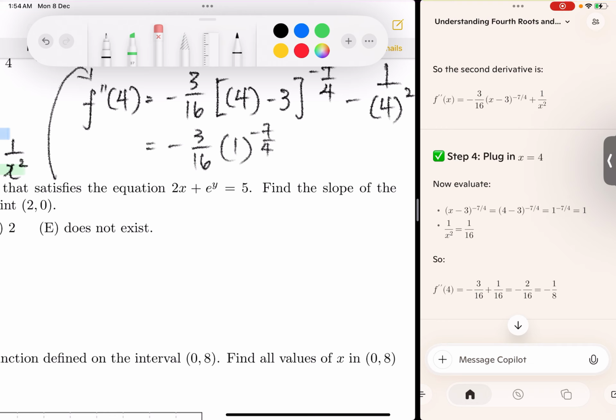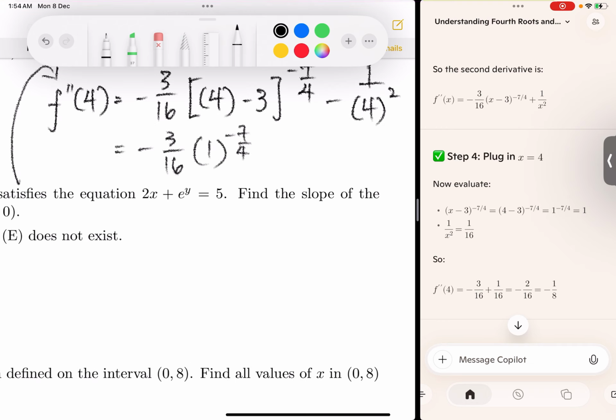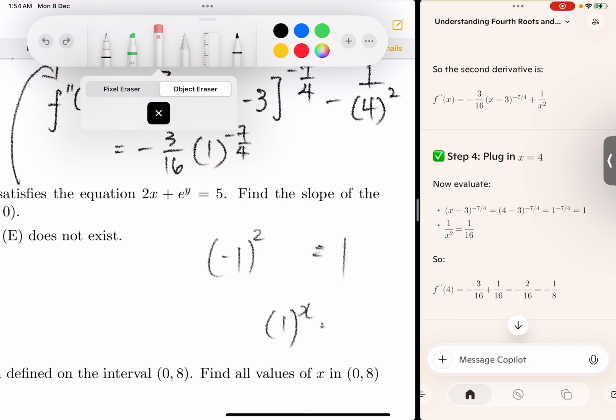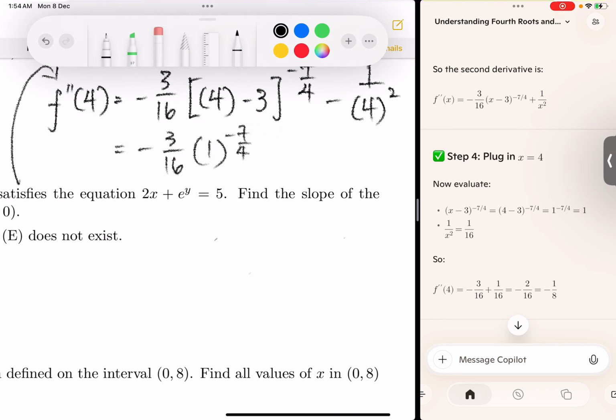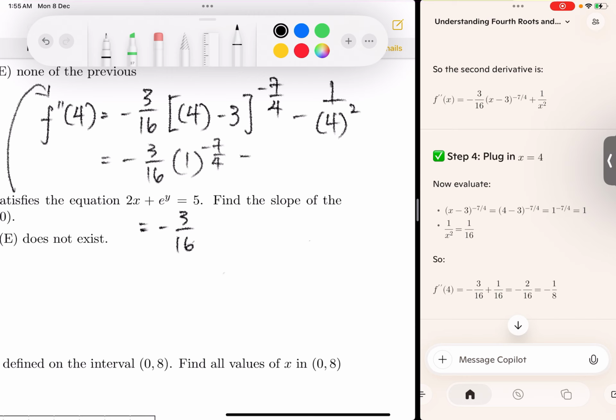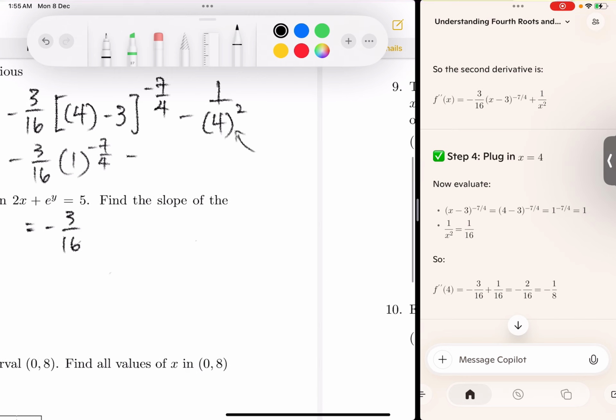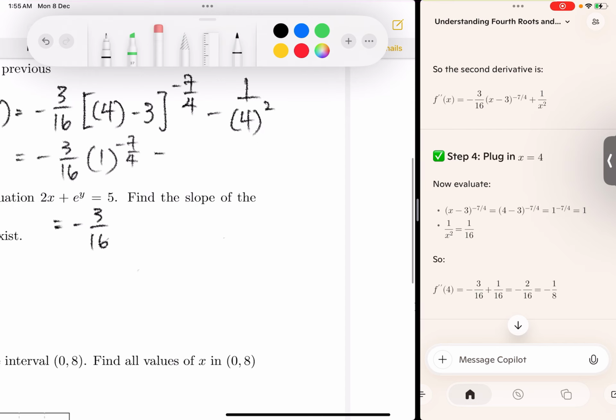So we'll keep going. We'll try to follow whatever Copilot is saying. So yeah, negative 3 over 16 times 1 over negative 7 over 4, this automatically just becomes 1. So then later when we write it down, because it's just going to be negative 3 over 16 times 1, it's going to become just negative 3 over 16 down here, and then minus 1 over 4 squared. And remember, 4 squared means 4 times 4, which is 16.